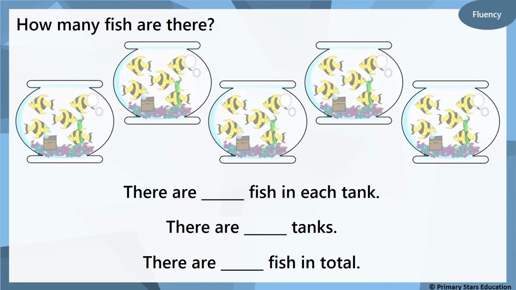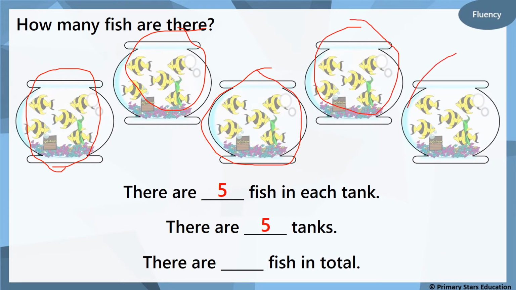Okay, have a go at this one. How many fish are in each bowl? There are 5. And how many bowls are there together? There are 5. Can you count up in fives to tell me how many fish there are altogether? Okay, let's try it together. 5, 10, 15, 20, 25. Well done if that's what you thought.